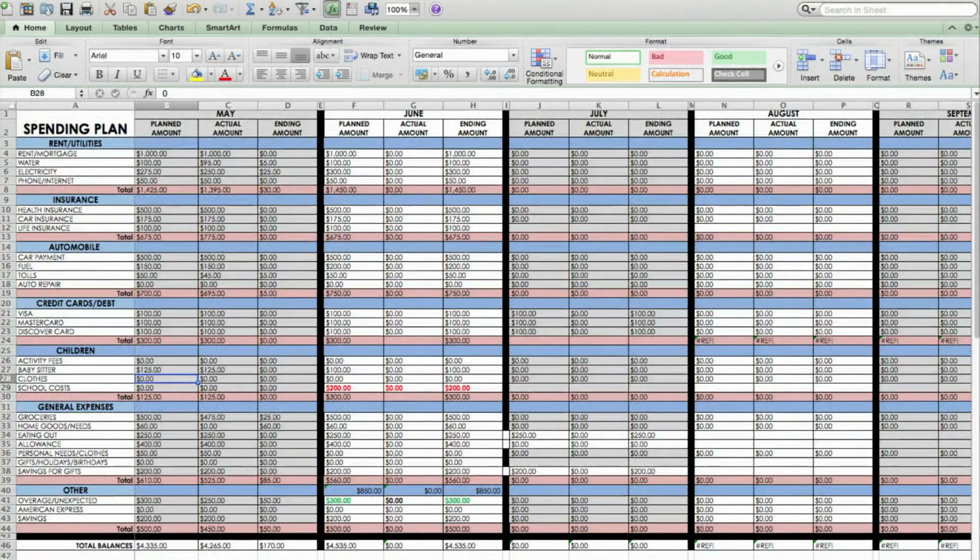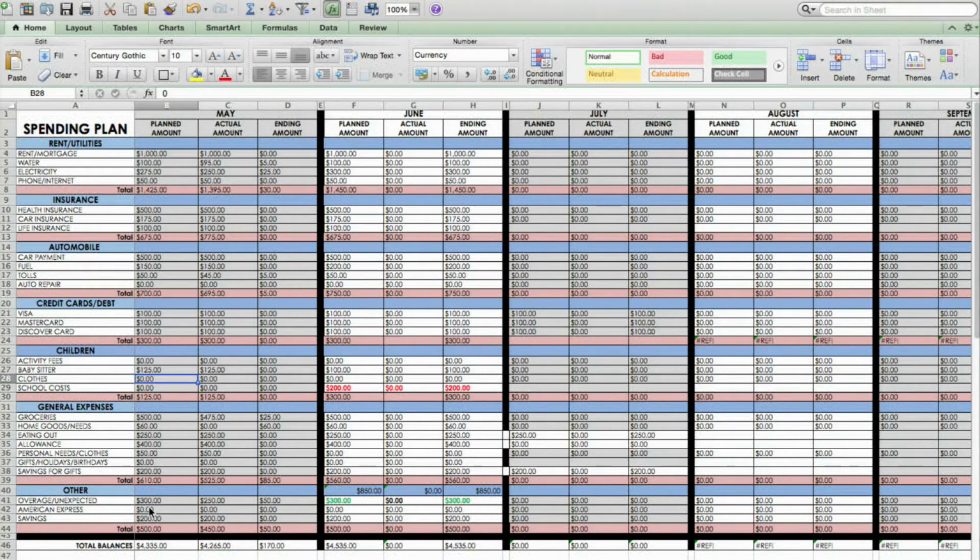Now let's go back to the spreadsheet for real quick. Under Other, that's where you would have the American Express, and what I would do with American Express is keep tabs on your bill so you can fill in what the balance of it is. But then I have overage and unexpected.